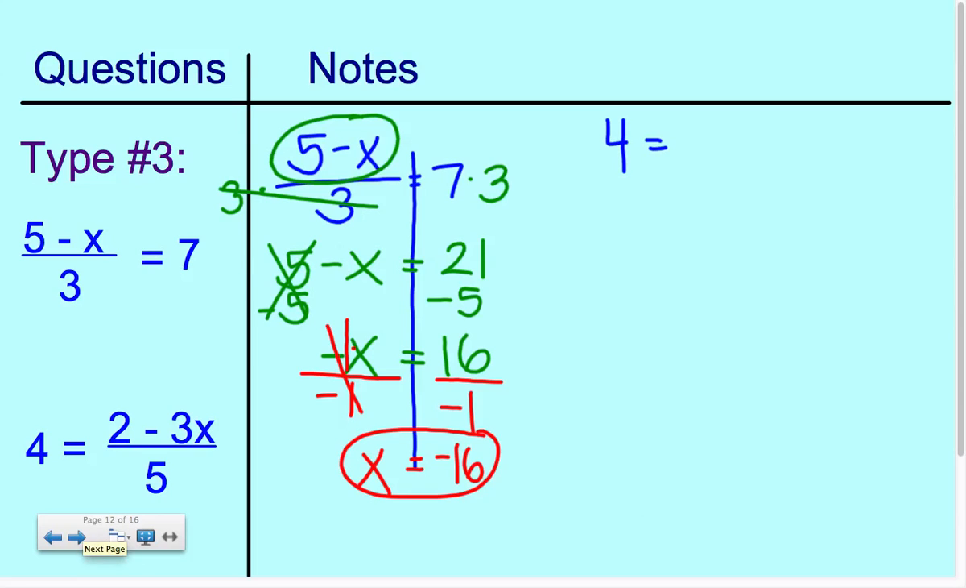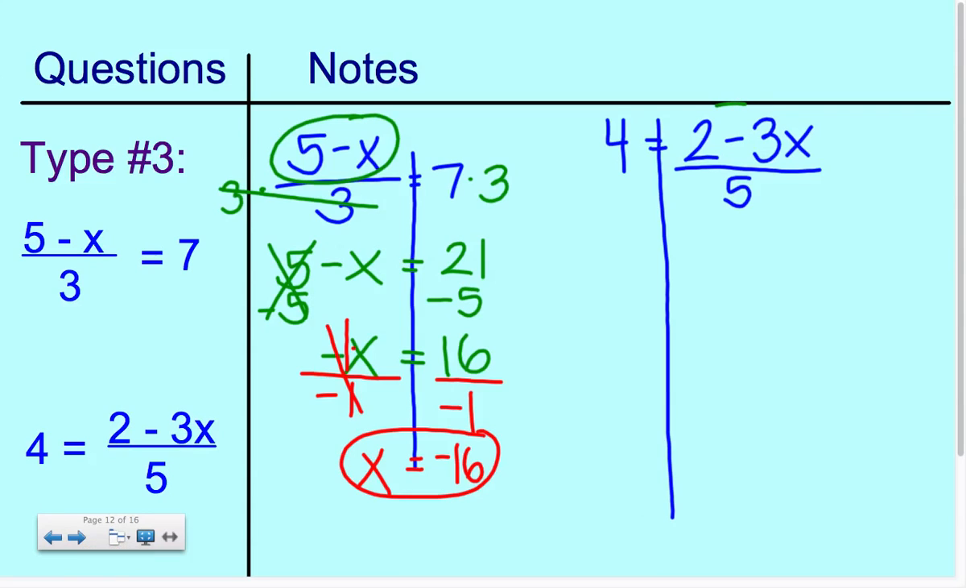4 equals 2 minus 3x divided by 5. Draw your train tracks. All right, this time I'm going to circle my couple, which this one time I have a number next to my 3 and that 2 up there also. I'll just circle the whole thing as my couple for right now. Then we'll break it down later.